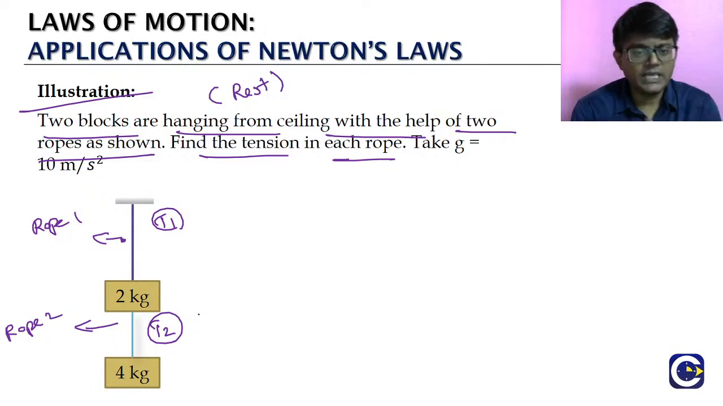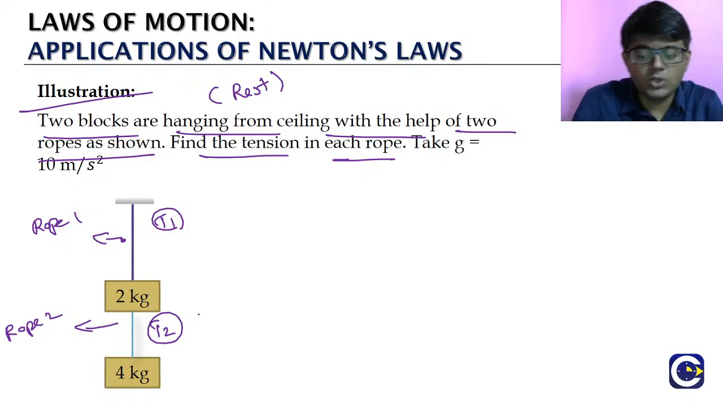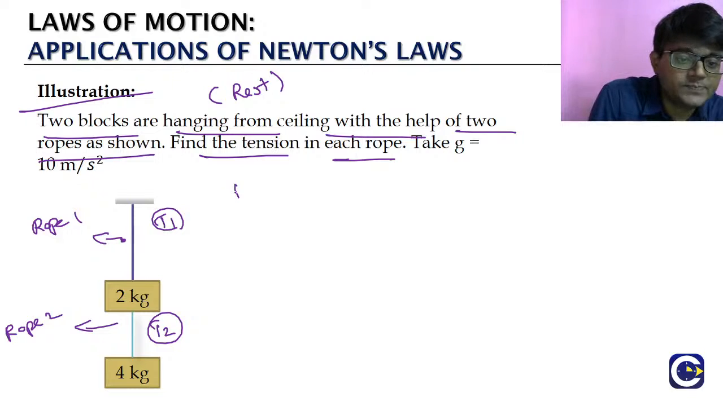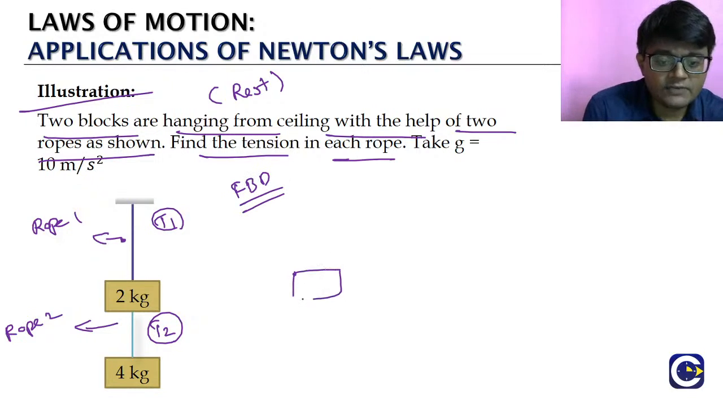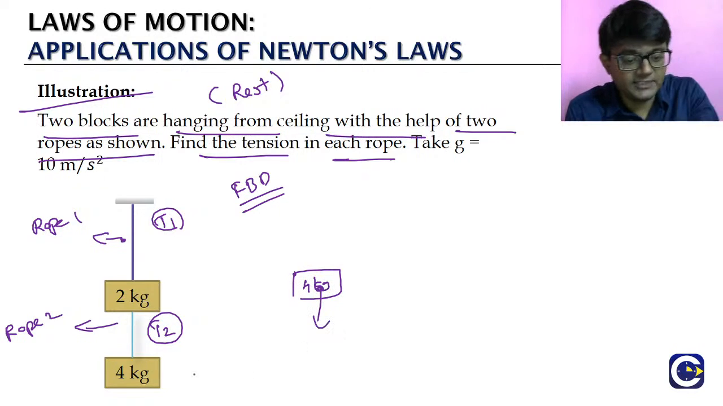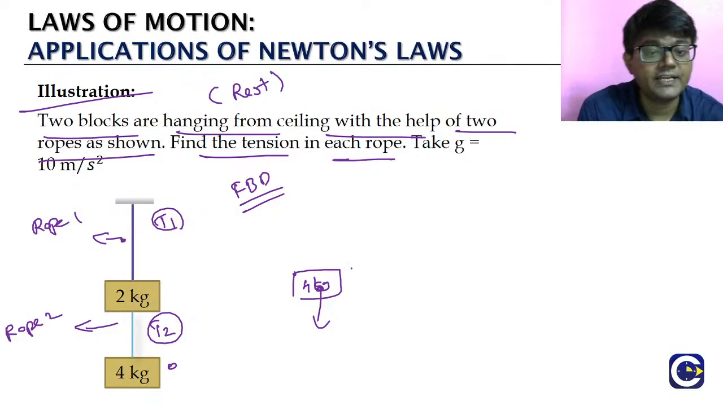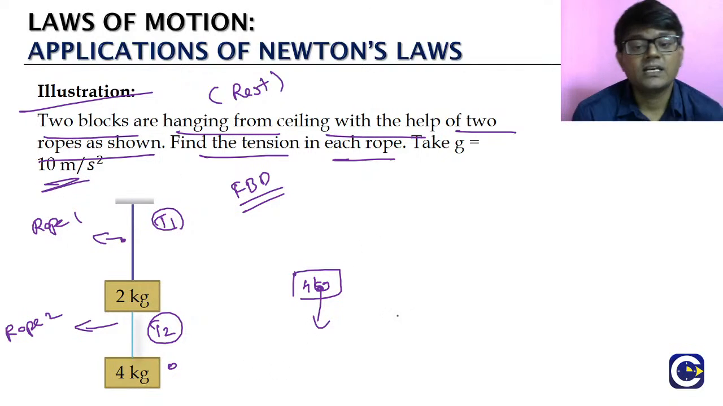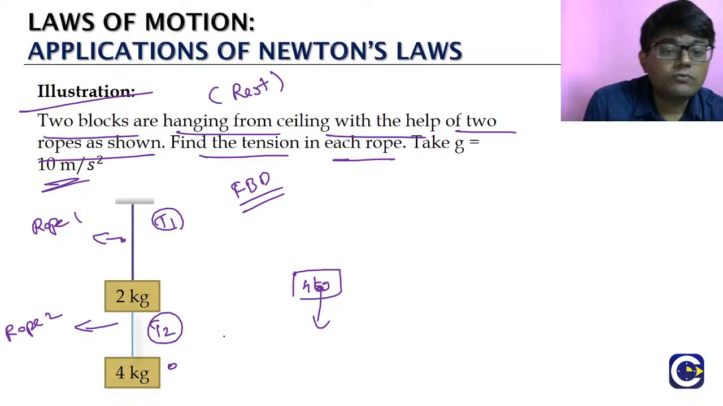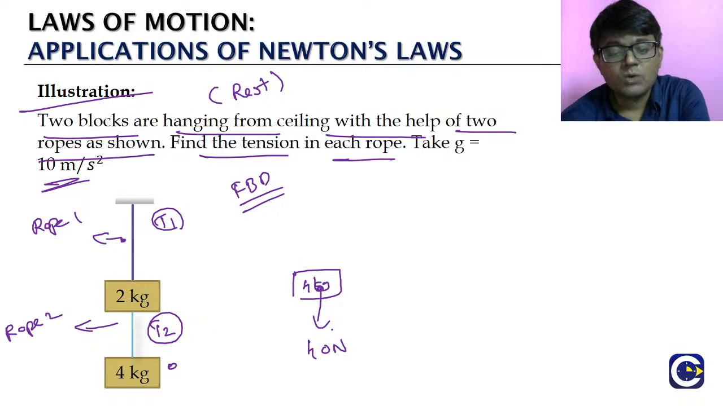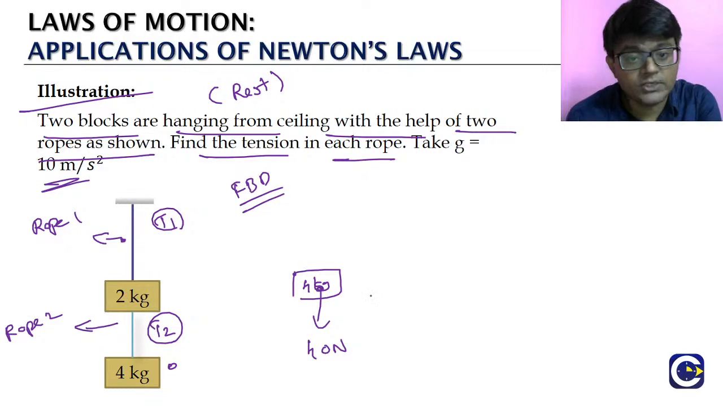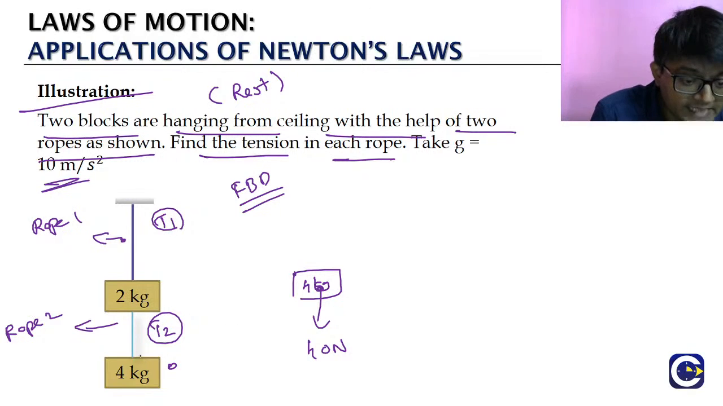Again, we have to take each block, look at the forces acting on it. How do we do it? By drawing the respective free body diagrams. So let us look at just the 4 kg. It will have its weight. This is the 4 kg. It will have weight. What is the weight? They are saying take g is 10. Means weight will be 4 into 10. How much is it? 40 newtons. What is the weight of the block? It will be 40 newtons.